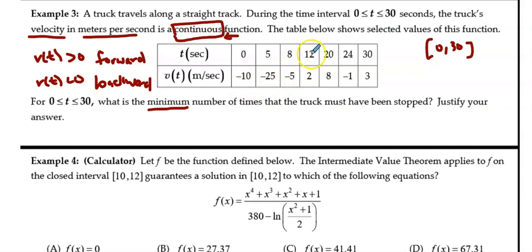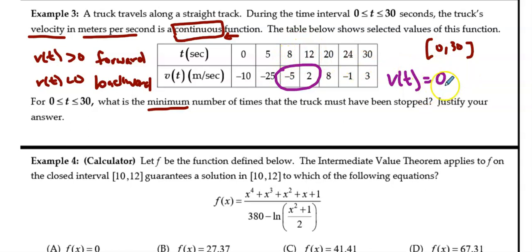Now, from 8 to 12, we went from our rate of negative 5 meters per second to a rate of positive 2 meters per second. So what this means, guys, is that on the interval from 8 to 12, we were going backwards, and then sometime we had to stop, right, to move forward. So if you guys are walking backwards and you start walking forward, even for a millisecond, you had to stop. You had to stop. So here's the first time that the truck had to stop. That means that the velocity had to be 0 at some time between 8 and 12.